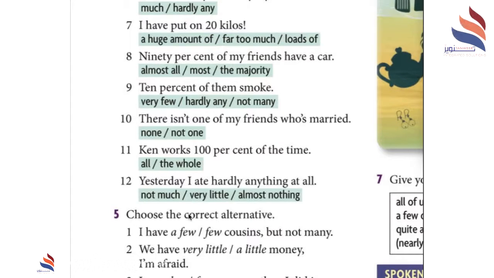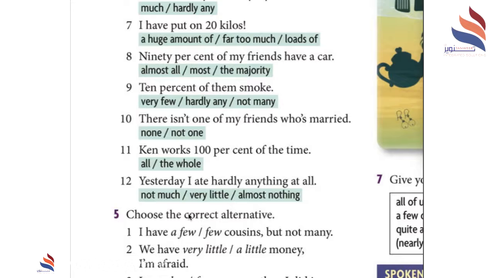10. There isn't one of my friends who is married. None of my friends is married, or I can say are married, by the way. None of my friends is married, and none of my friends are married. It can go for both, but here, not one of my friends is married, only we go for is. Then number 11, can works 100% of the time. So you can say can works all the time or the whole time.